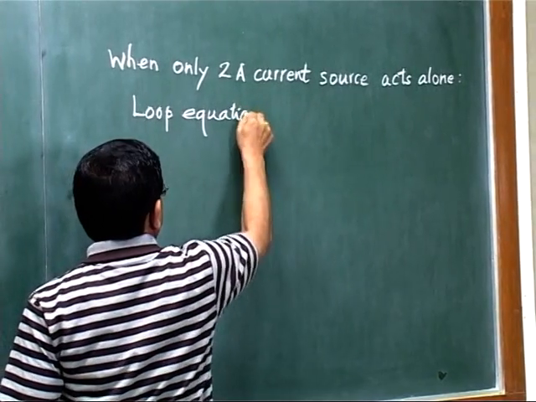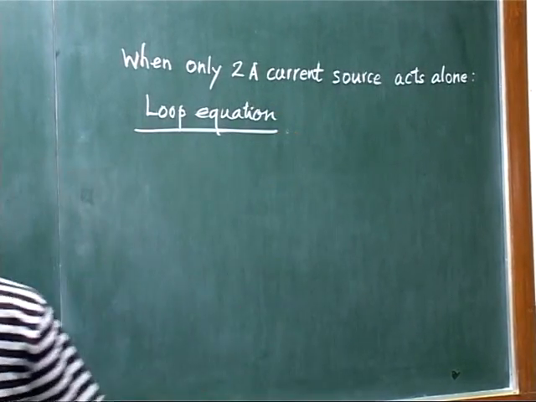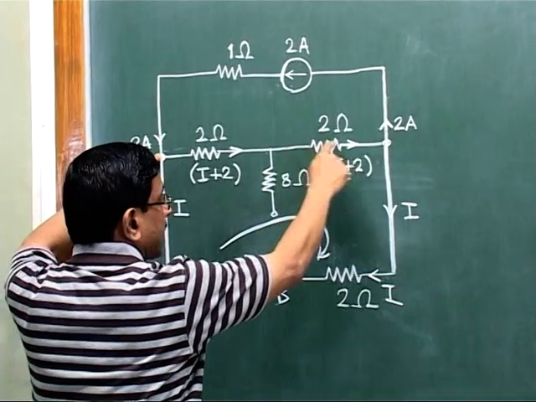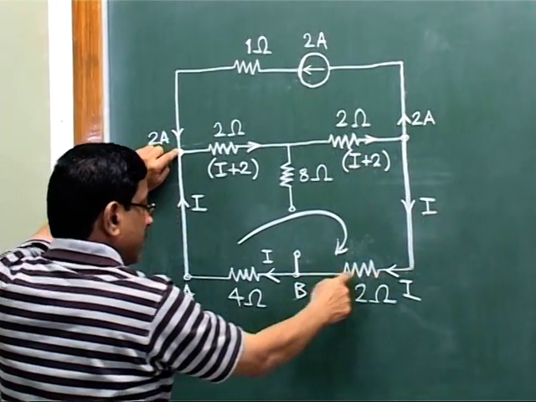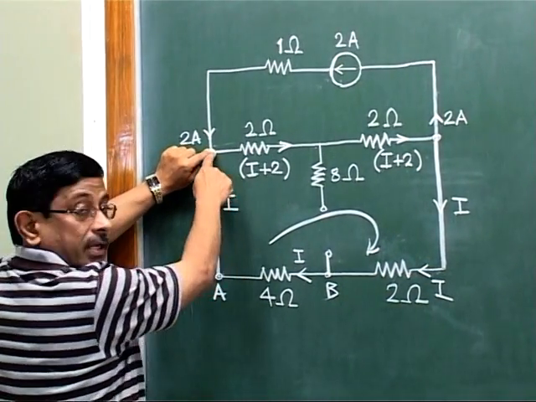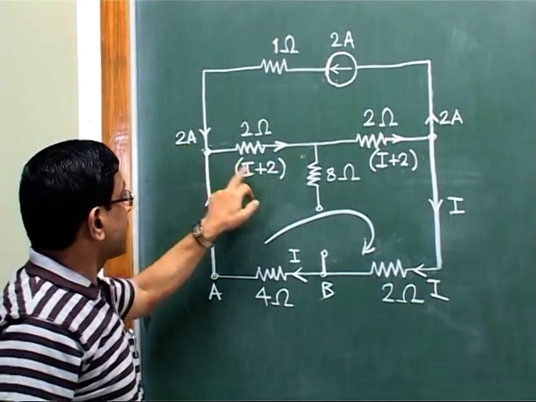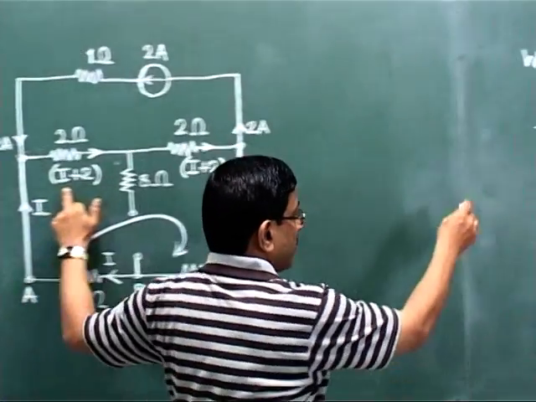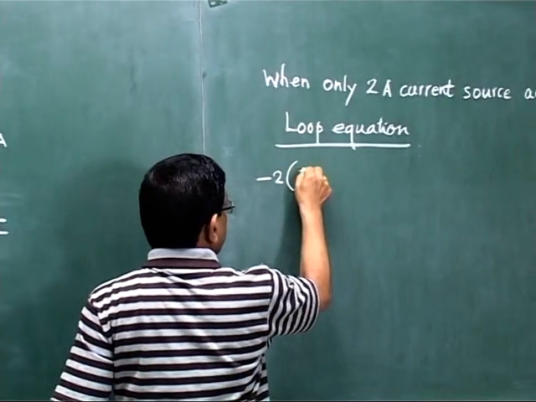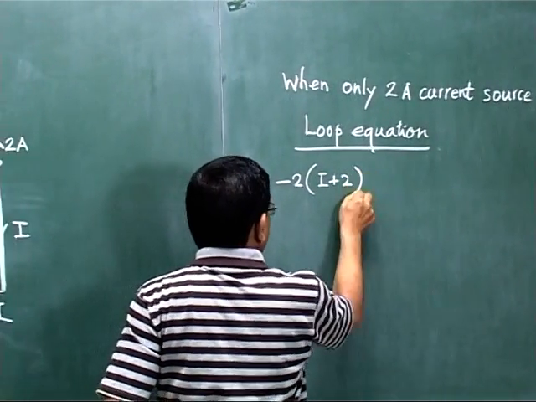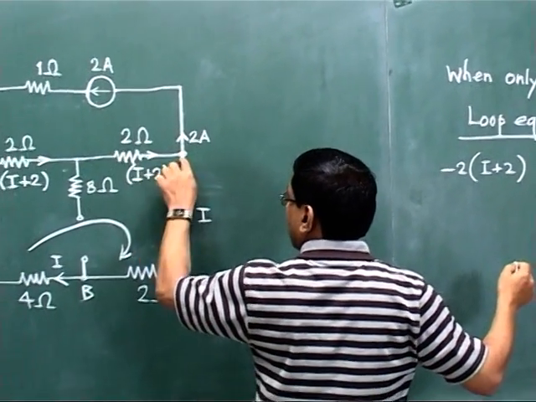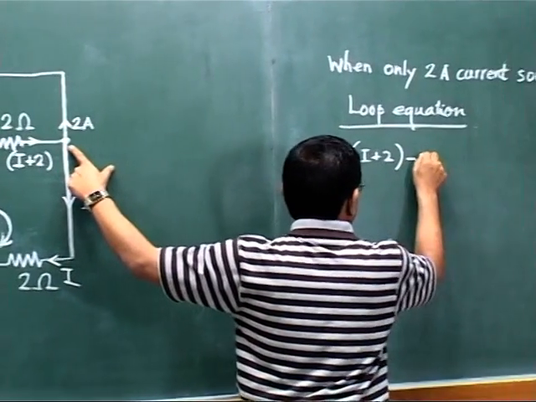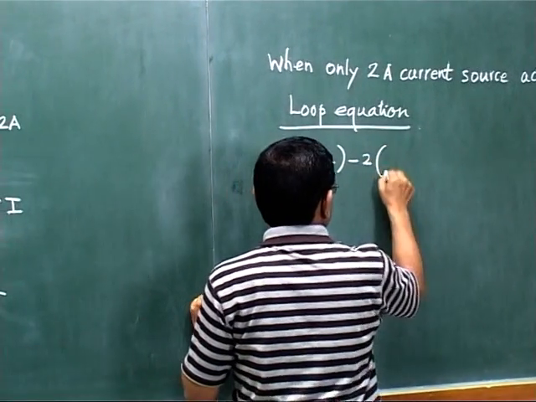so very fast we write it now. From this point we start. So our loop is like this, point to this, down, then towards the left and to the original point. So what will be this case? It will be minus 2 times I plus 2. So minus 2 into I plus 2. Now we reach here. From this point onwards, it will be again minus 2 times I plus 2.